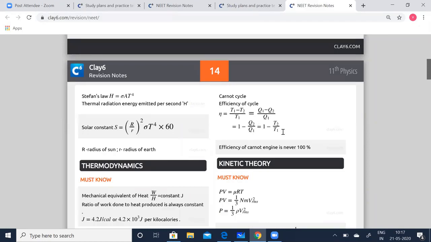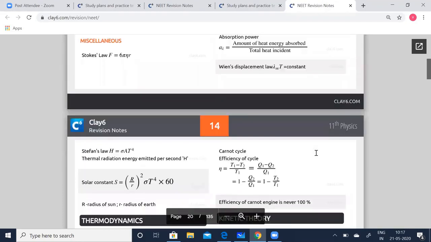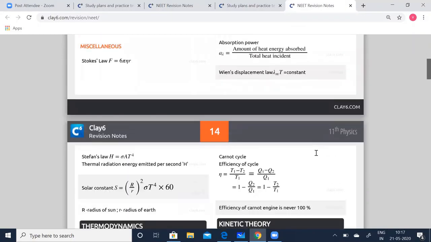The efficiency of a Carnot engine is never 100%. You can improve the efficiency, but you cannot attain 100% efficiency due to the natural conditions which prevail. So we have quickly gone through all the formulas. Now let us go to the test.